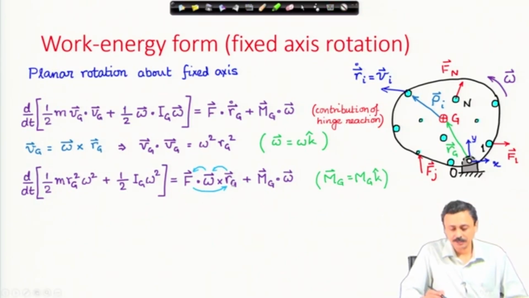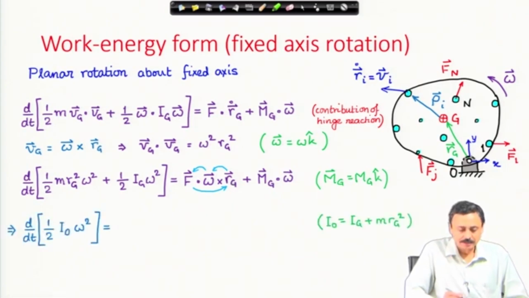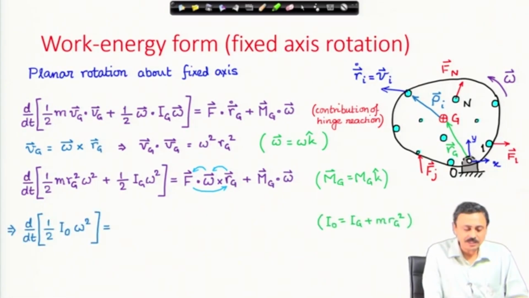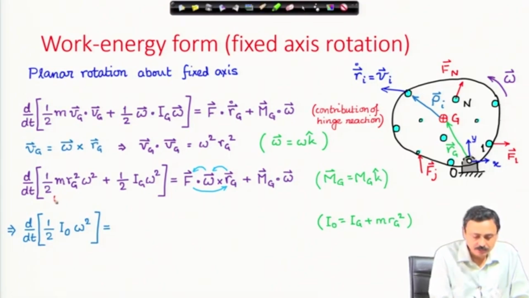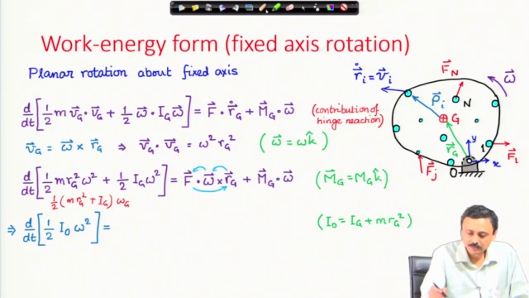rotation. Because of scalar triple product I can do this rotation, and on the left hand side I have d/dt of the bracketed quantity. You will notice, what is the bracketed quantity? The bracketed quantity is 1/2 (m r_g squared plus I_g) times omega squared.